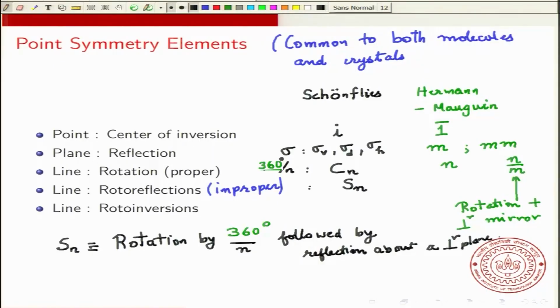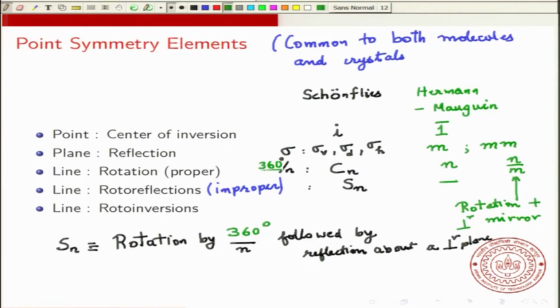Okay. So Sn refers to this particular symmetry operation, and what should be noted is that an Sn axis is relevant when the individual operation of rotation or reflection is not a symmetry operation. But Sn is a symmetry operation. So that is the interesting case.